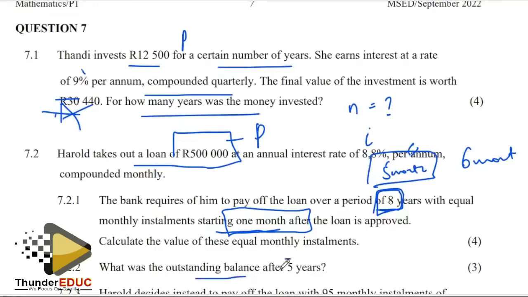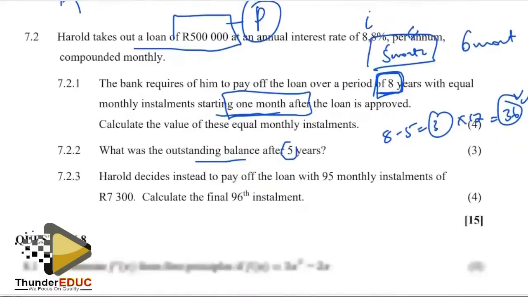Outstanding balance after 5 years, remember the period was 8 years. So if you get 8 minus 5, you're going to have 3 years left. 3 times, this is monthly, no? We're going to get 36 months. So use the present formula, okay, with the same installment that you got in 7.2.1, where there is N, put a 36. Whatever you get becomes your outstanding balance.